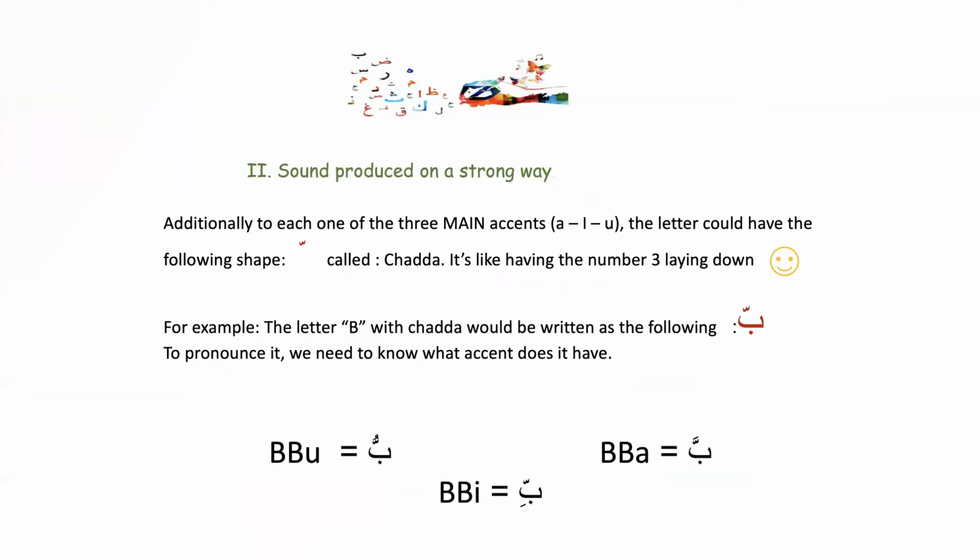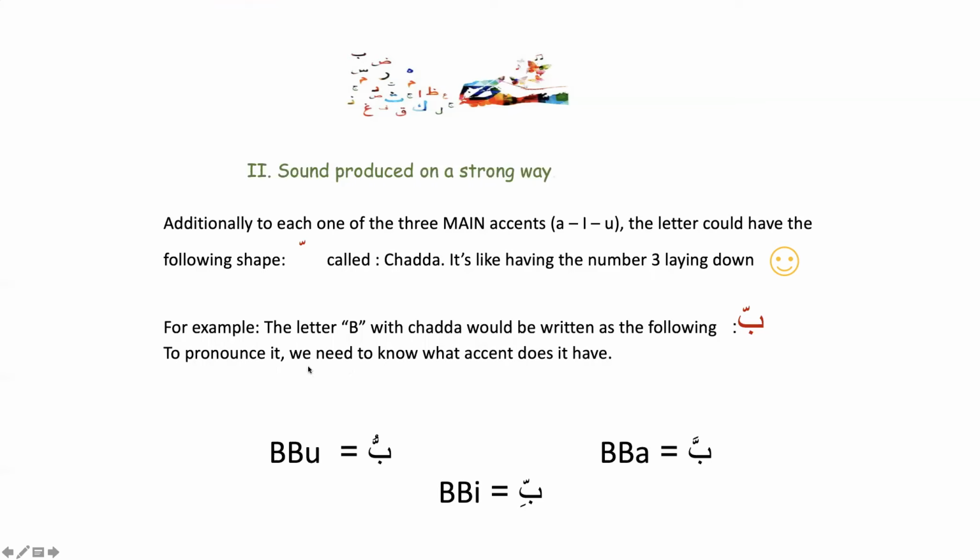The second step is regarding when the sound is produced in a strong way. To make it happen, the letter should have this sign, this shape called shadda. It's like having the number 3 lying down. For example, the letter B with shadda would be written as follows. First, we write down the letter and then the shape. This makes the pronunciation strong.